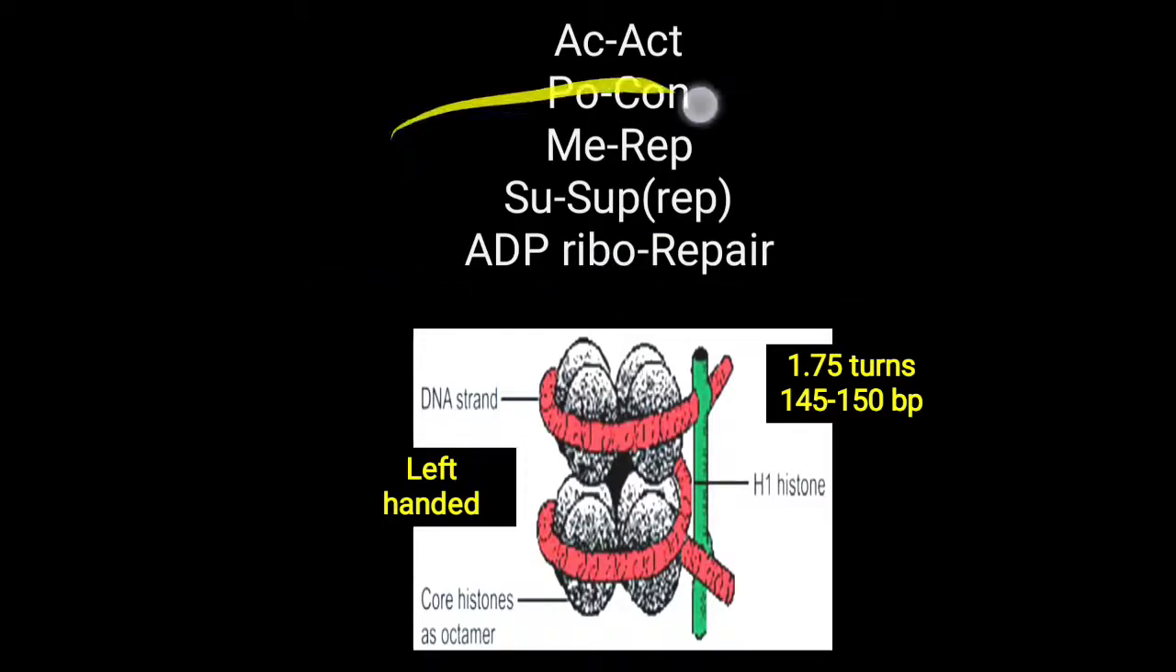Here I was making a mnemonic type of structure, so that you remember it, as it is sometimes asked in the exam what the indication of acetylation or methylation of the histone is. You have to remember: AC means activation, PO means phosphorylation is related to condensation. Now we will look at each one in detail.